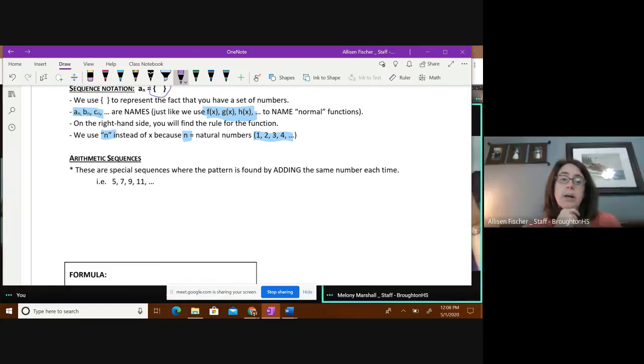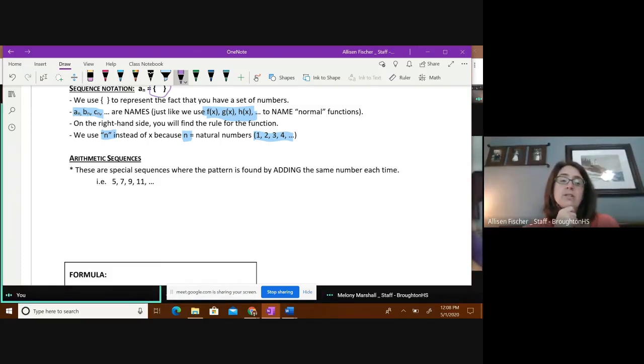Okay. Right. So, all right, the arithmetic sequences, that's a specific kind of sequence. So a sequence is any kind of pattern. An arithmetic sequence is a very specific sequence where the pattern is found by adding the same number each time.